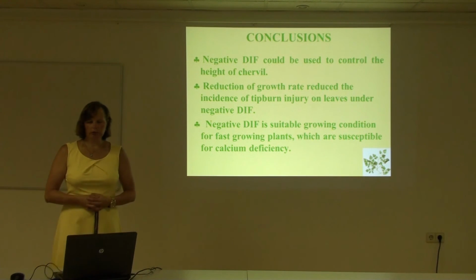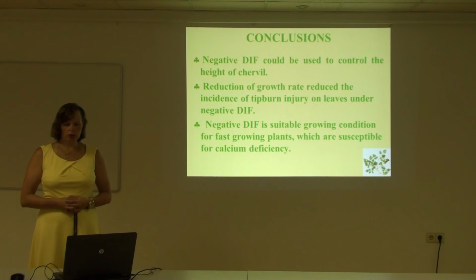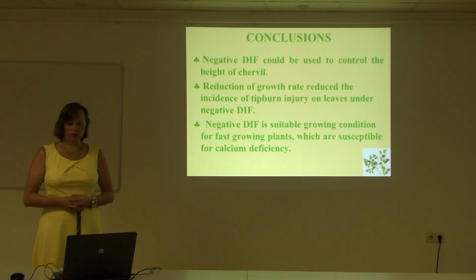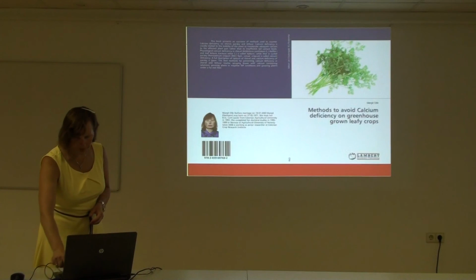Conclusions. Negative DIF could be used to control the height of chervil. Reduction of growth rate reduces the incidence of tipburn injury on leaves under negative DIF conditions. Negative DIF is a suitable growing condition for fast-growing plants which are susceptible to calcium deficiency.